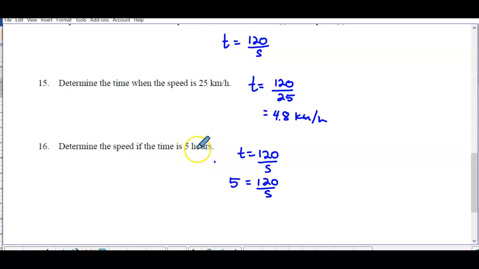If you were given this in minutes, then when you're finding your speed, it will be kilometers per minute. So just be aware of that. So when we solve this, we want to multiply through by s, both sides. So the s's divide out, and then we get 5s equals 120. And then we want to divide by 5. Try to make your 5s look different from your s's.